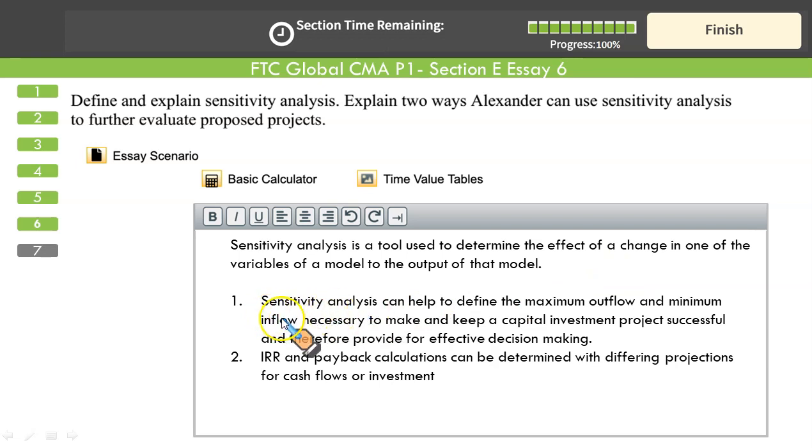And how we can use it. Sensitivity analysis can help to define the maximum outflow and a minimum inflow necessary to make or keep the capital investment project successful. What is the minimum and maximum swing in the various variables? Even if that change occurs, still the project is viable. And more importantly, using computer simulations, we can change many variables simultaneously and see the impact upon the project's viability. That's why it's quite a useful tool in evaluating the viability of the project. That's all. Sufficient, explains well what is needed.